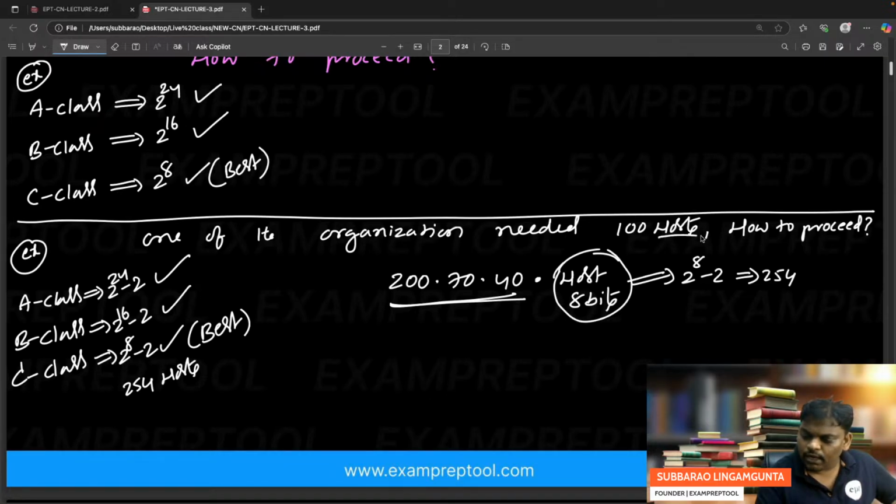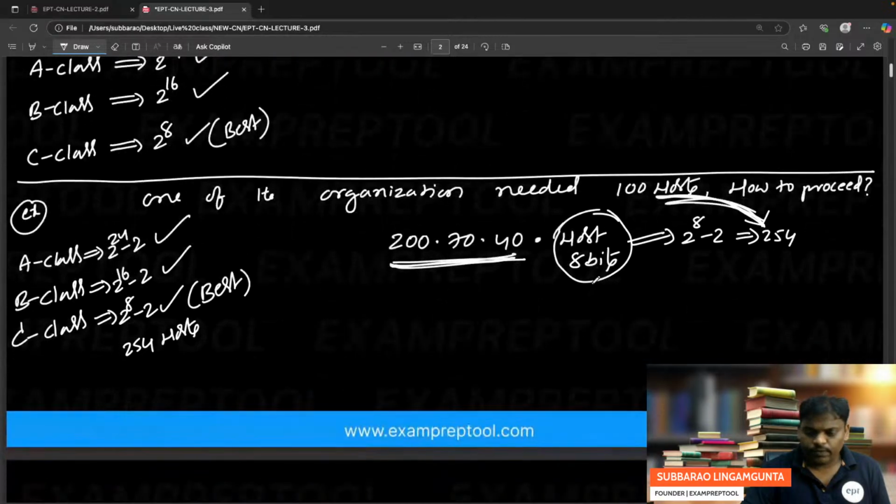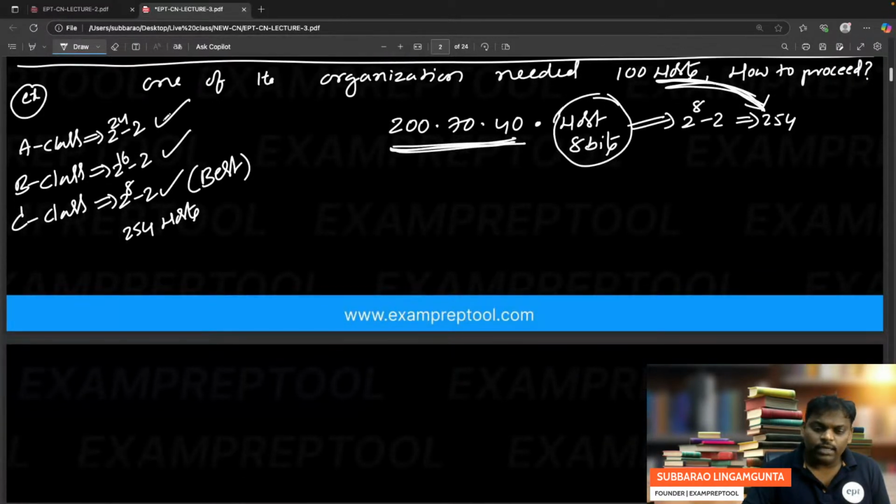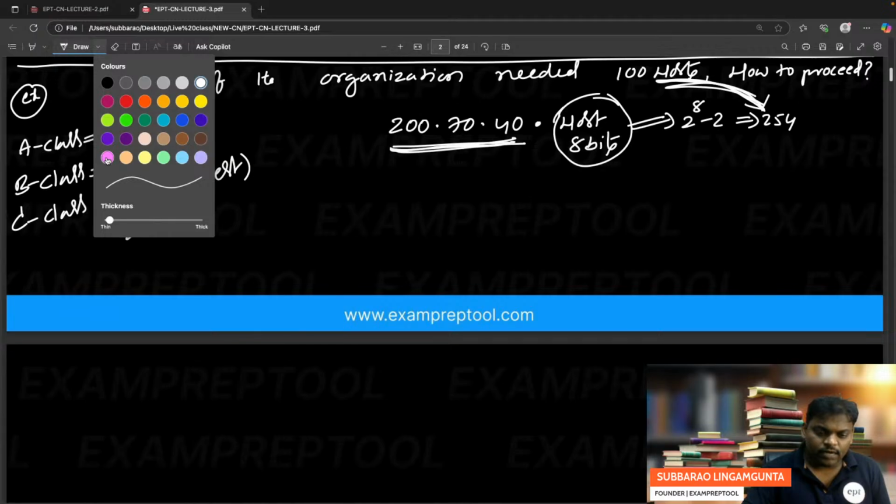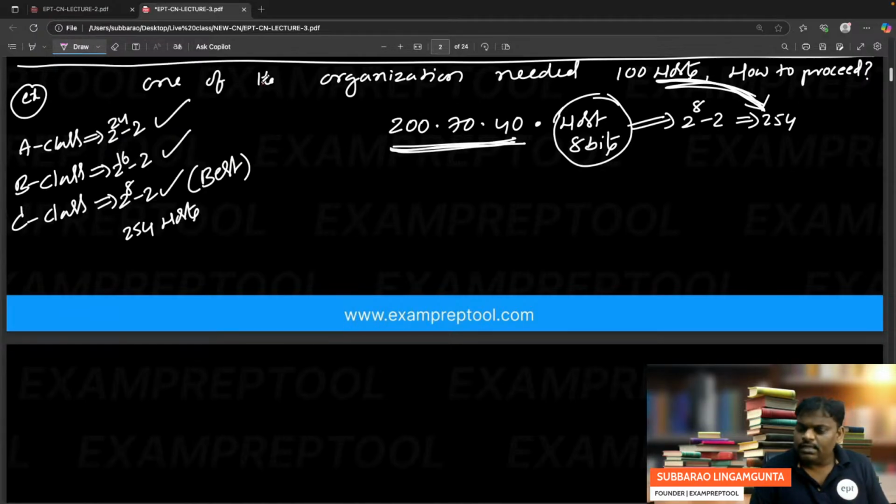But I want only 100 hosts. Everyone try to understand. I took one class C, the number of hosts possible is 254, but I want only 100 hosts. Is there any possibility? See exactly what subnetting will do. Please understand everyone. Now I am doing subnetting.